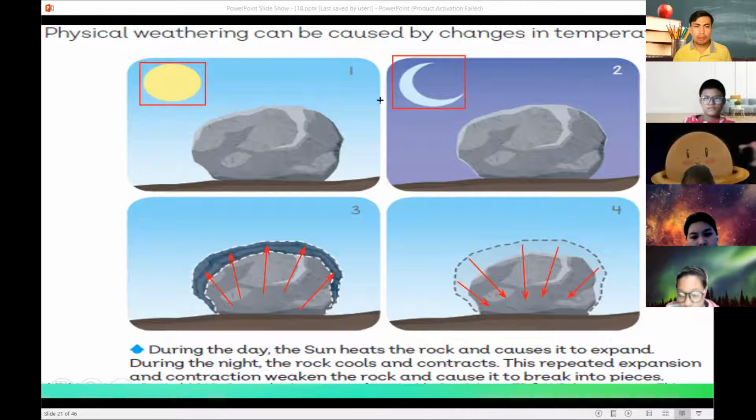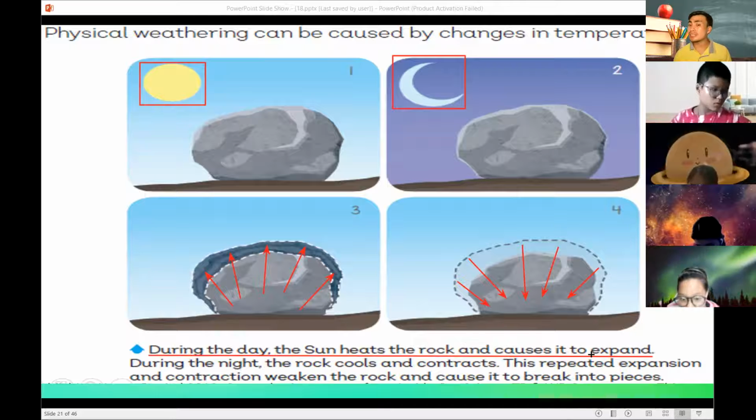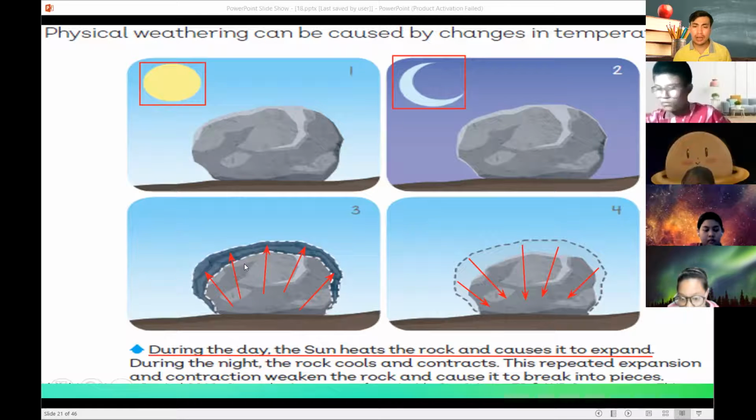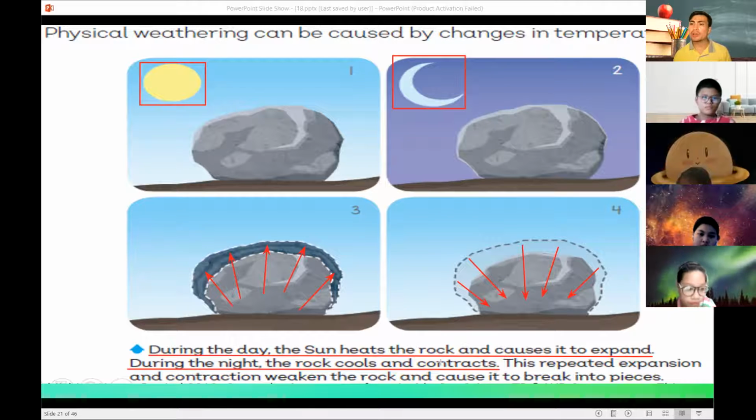So on your book, I want you to highlight this: that during the day, when the sun hits the rock, it causes it to expand. So the temperature of the sun will make this rock expand. Here, this picture in number 3, it expands. And it continues here. During the night, the rock cools and what? Contracts. So that is the simplest definition that I can give you about our topic this afternoon.